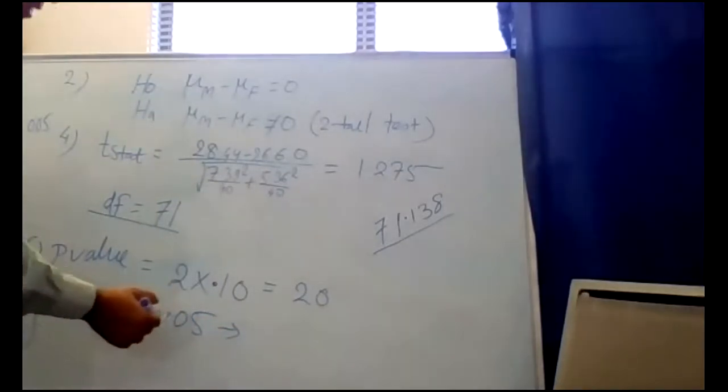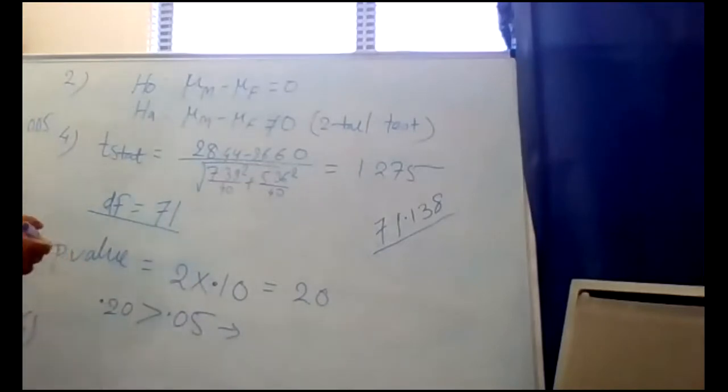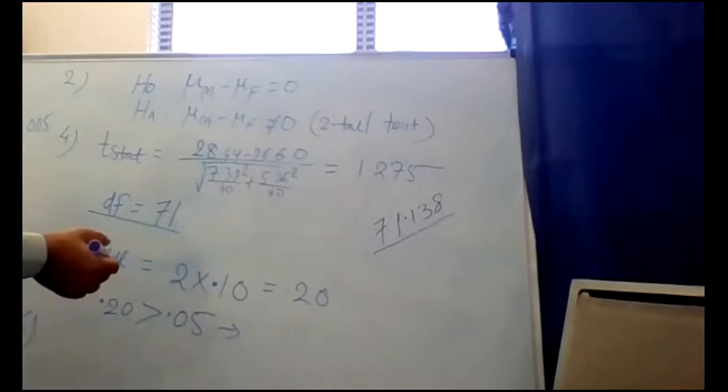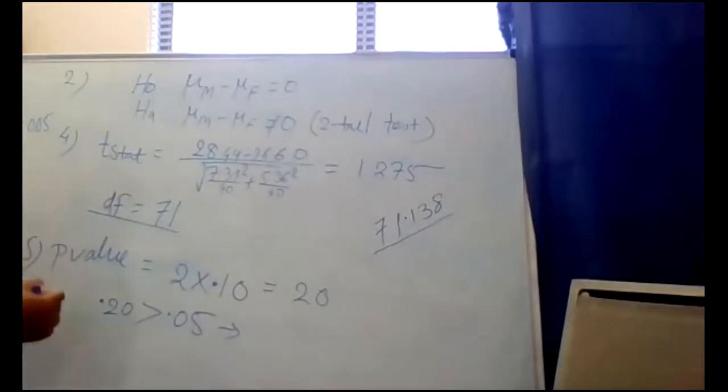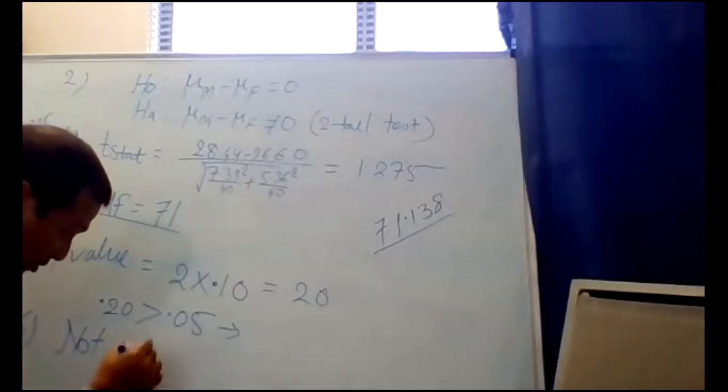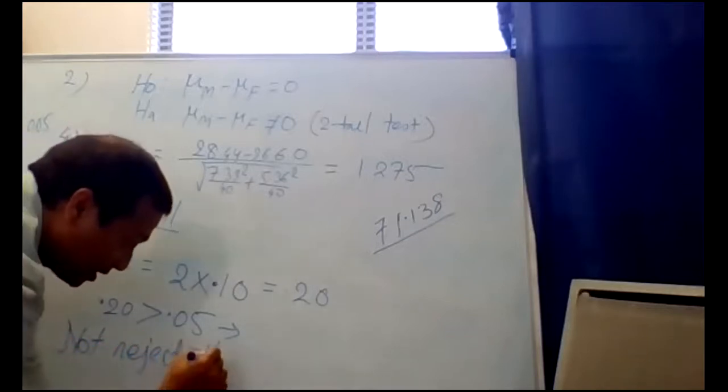Since the p value is greater than 0.05, we will reject what? Oh, okay. You said don't reject. Yes, exactly. Not reject. Not reject the null hypothesis. Not reject H naught.